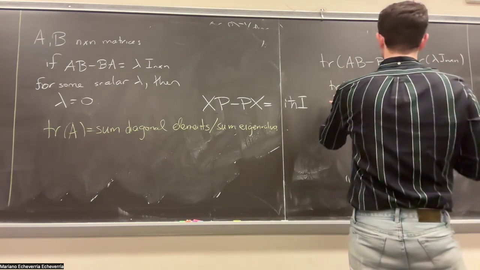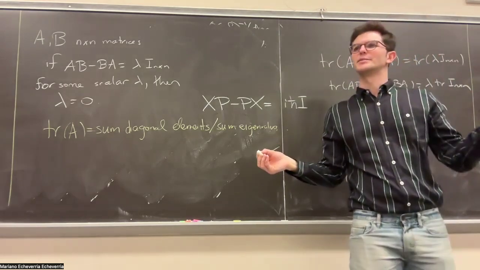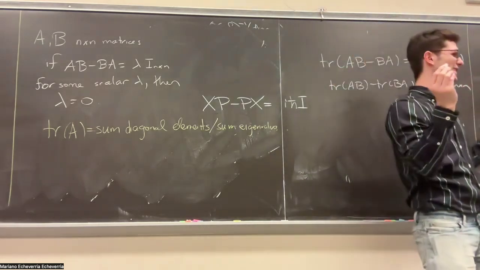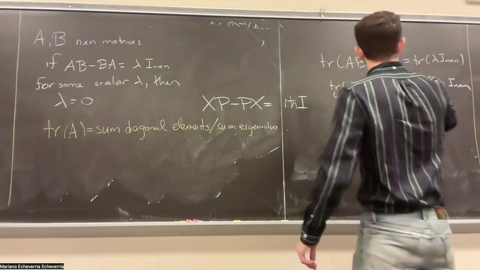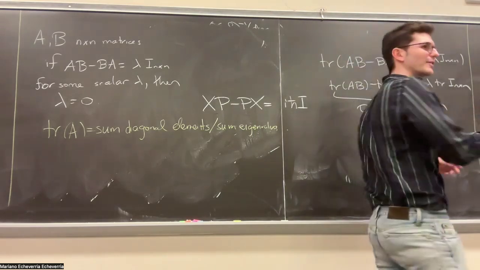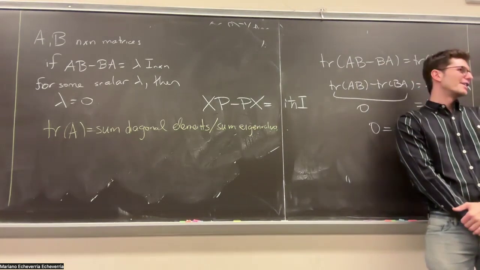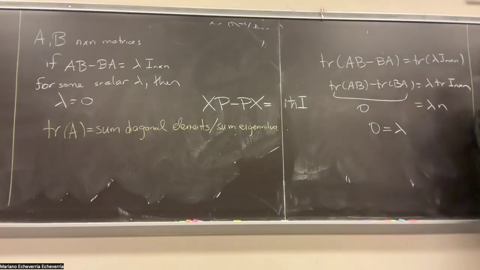And then the trace of AB is the same as the trace of BA, if you have seen that before. So the left side becomes zero. So zero equals lambda times n, and that forces lambda to be zero. So it's a very elegant proof. Of course, the interesting part is how you think to take the trace on both sides.